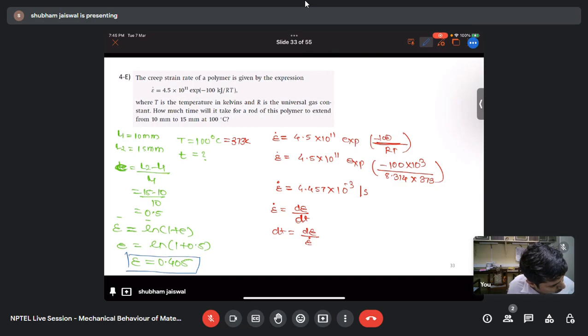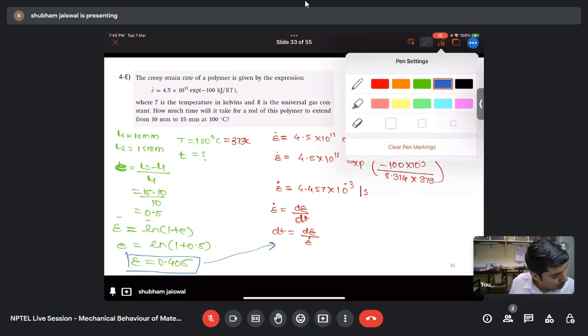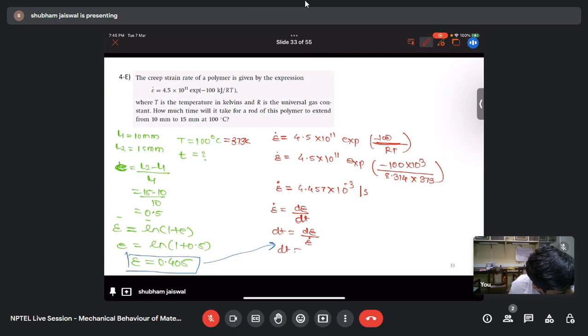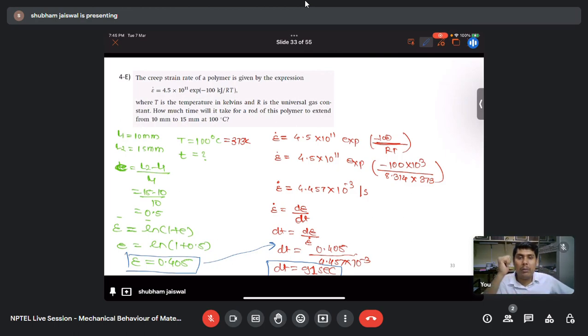Okay, so if we put this value here, what will we get? dt equal to 0.405 divided by 4.457 into 10 to the power minus 3, and this dt should come to around 91 seconds. This is the value of the time taken by the polymer rod to extend from 10 mm to 15 mm at a temperature of 100 degrees centigrade.